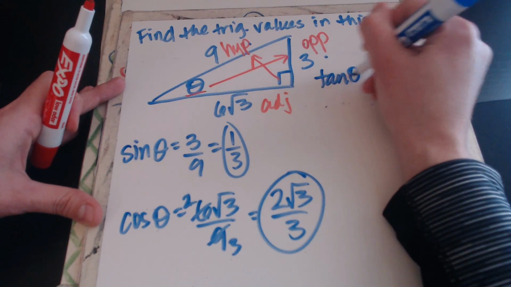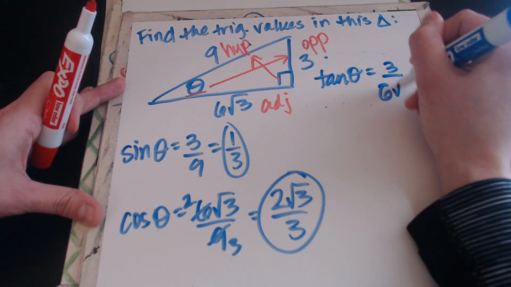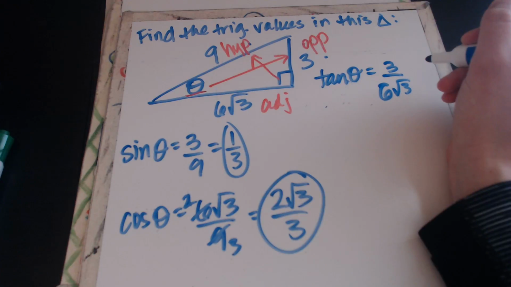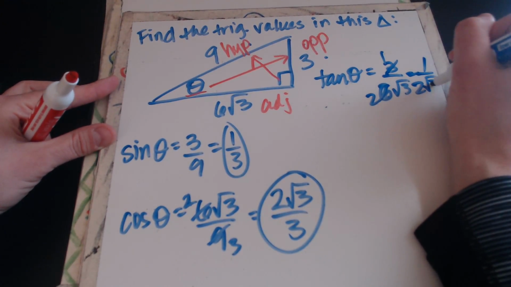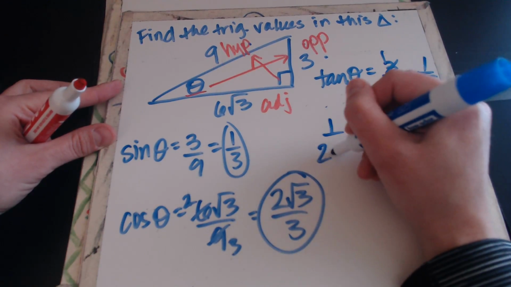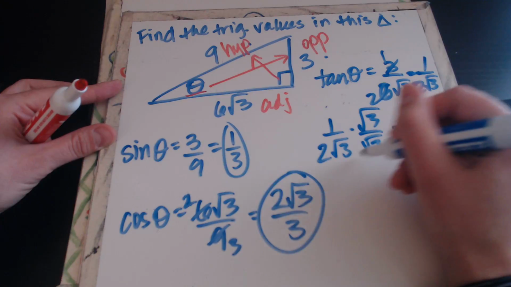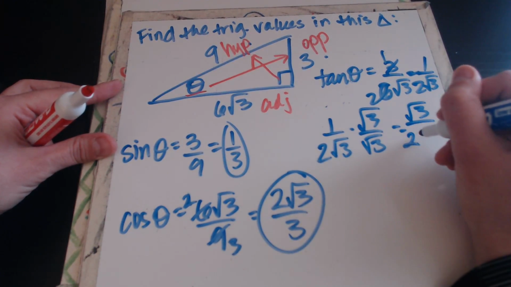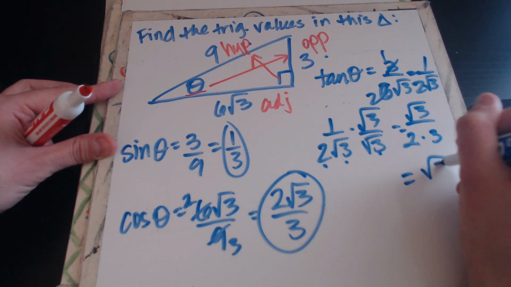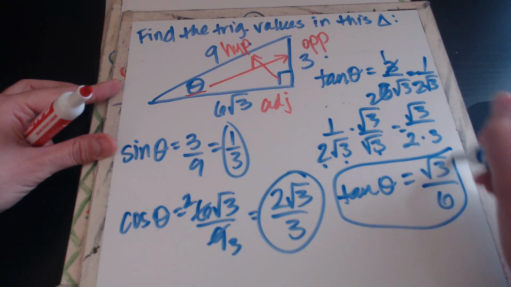Tangent of theta is going to be opposite over adjacent, 3 over 6√3, which here is going to reduce to 1 over 2√3, which we know we're not allowed to keep, so we have to rationalize. Remember, you only need to multiply top and bottom by the radical, not the 2. So this is going to be √3. This 2 is going to stay. The √3 times √3 gives me 3. So this becomes √3 over 6. So tangent of theta is going to equal that.